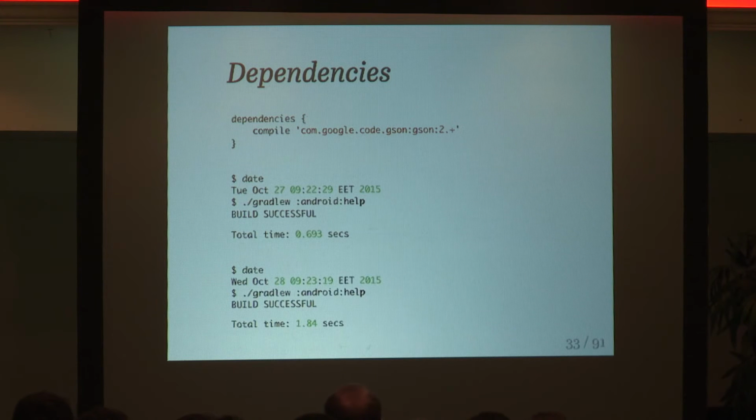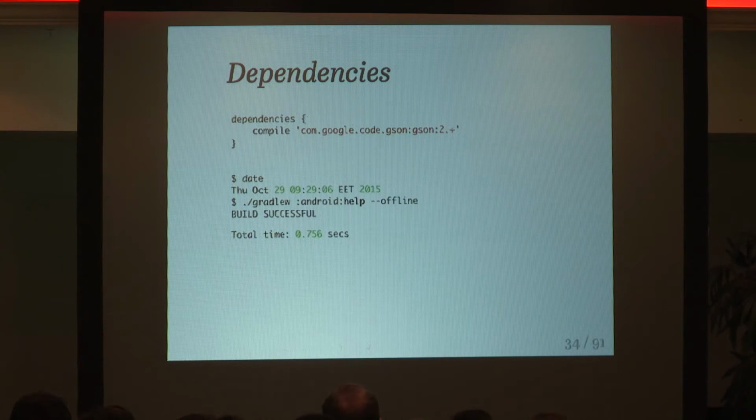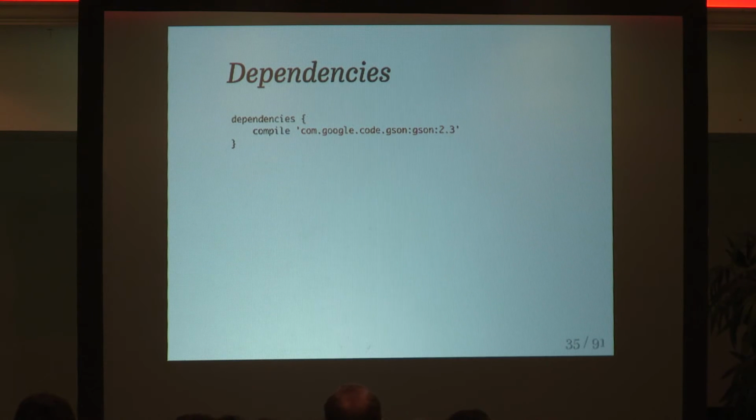So one workaround for this would be to add the offline flag. And this tells Gradle: don't ever do any network requests, if at all possible. Just use whatever is cached there and use that, right? But an even better solution would be just to fix the version.